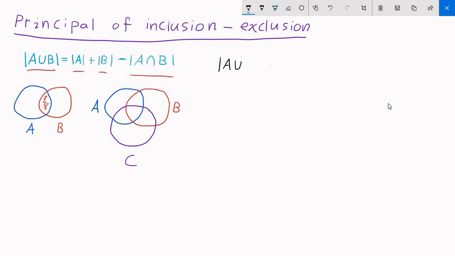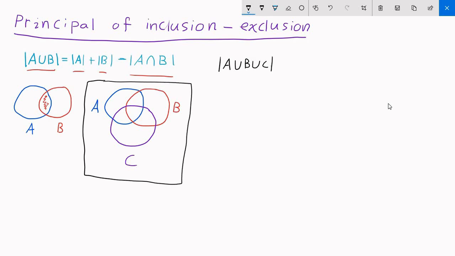Suppose now that I have three sets, A, B, and C, and I want to determine the cardinality of the union of A, B, and C. Well, we can draw a triple Venn diagram. Let's think about what happens if I add up everything in A along with everything in B and everything in C. Then what's outside of these regions that I'm shading is going to get double counted. In particular, the intersection of A and B is going to get double counted, the intersection of A and C is going to get double counted, and the intersection of B and C is going to get double counted.